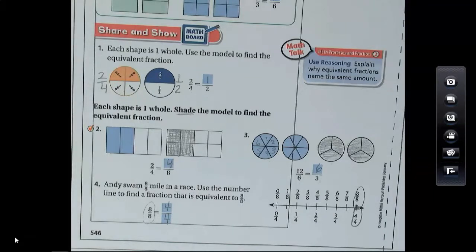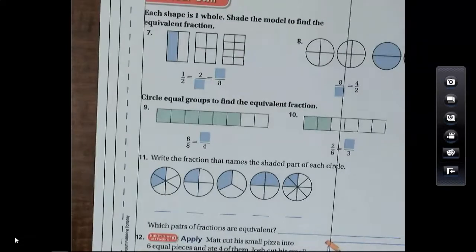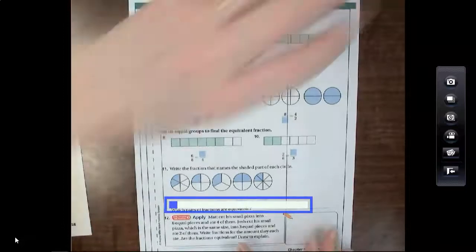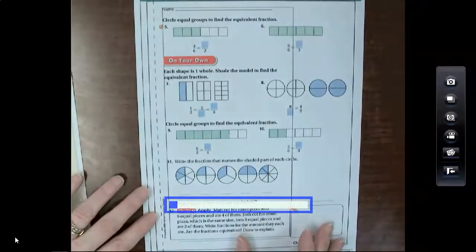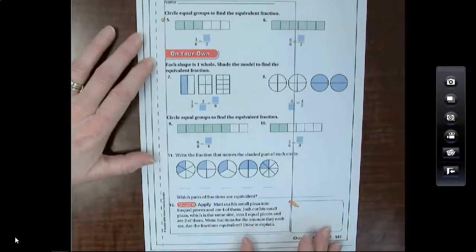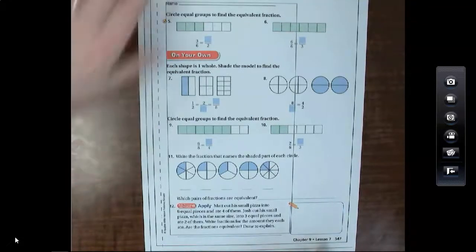Now we need to take a look at page 547. Look at page 547. It'll look like this. Okay? All right. We have circle equal groups to find the equivalent fractions. So we're going to circle equal groups, and it helps us find equivalent fractions.